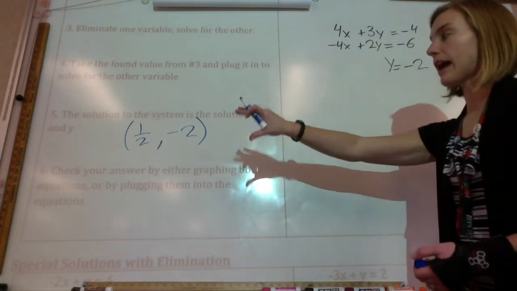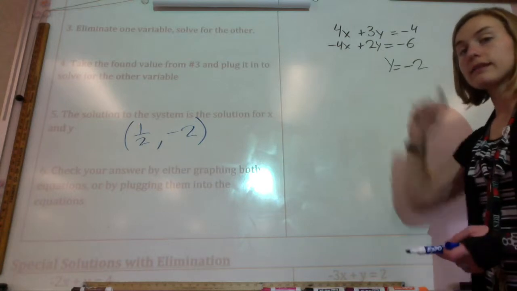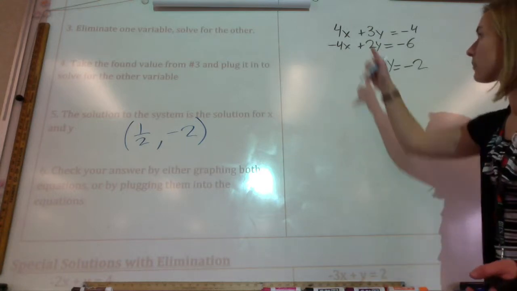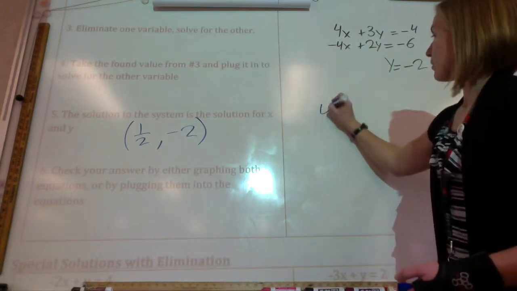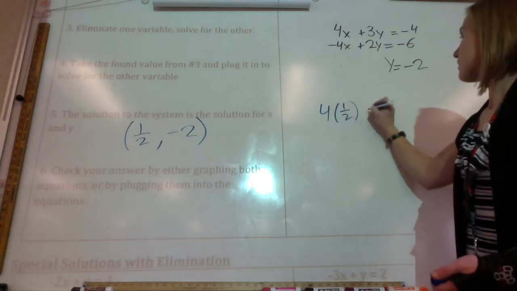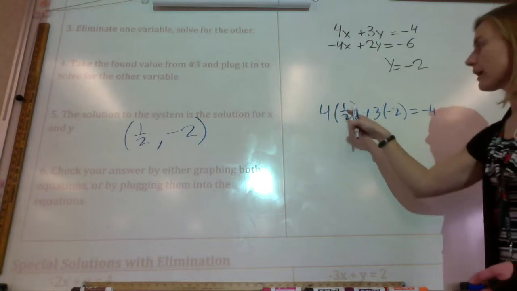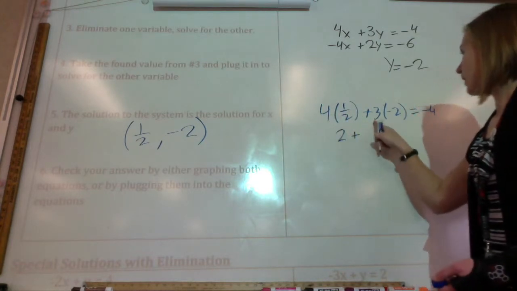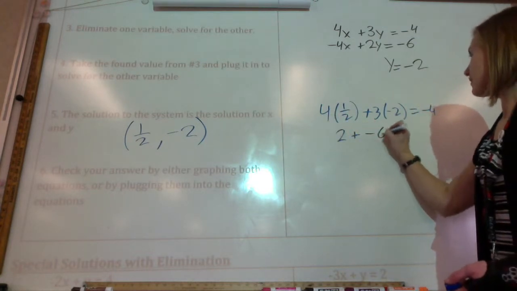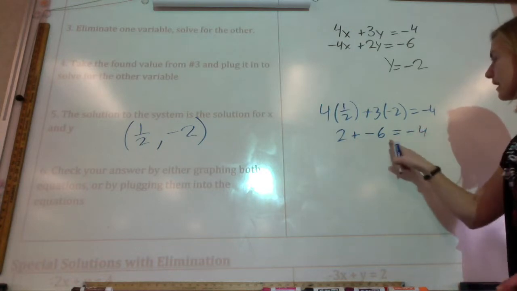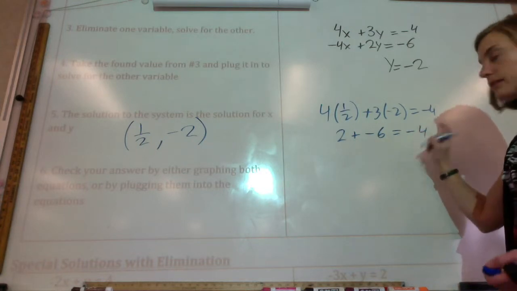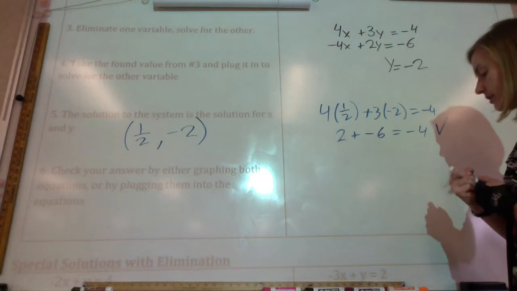I need to check that a half and negative 2 work in these equations. So I just need to check both of them. So take the first one, put in 1/2 for x, put in negative 2 for y, and see if it works out. 1/2 of 4 is 2. 3 times a negative 2 is a negative 6. And does negative 6 plus 2 give us negative 4? Yes, it does. So the first equation is good.